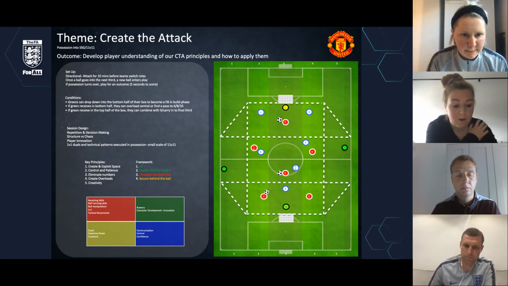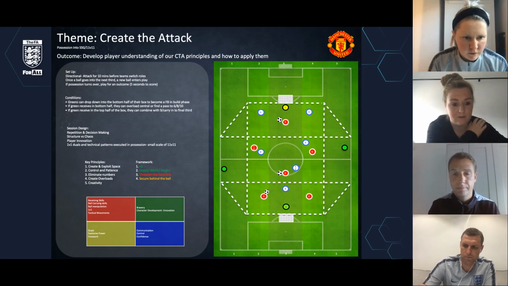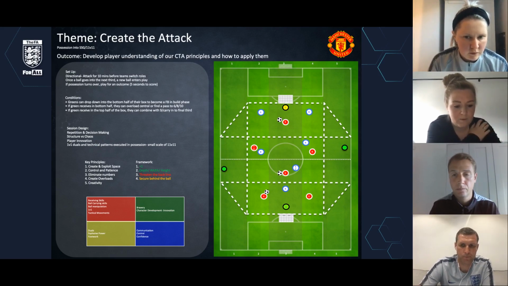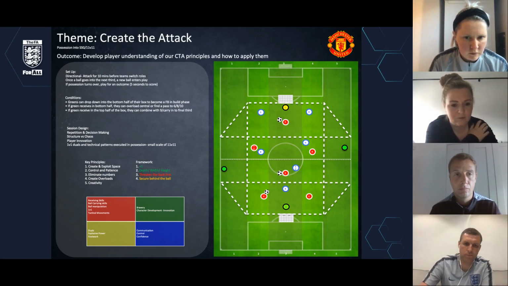And then when we go back into the 11v11 and we add those 2 extra players in, now we've got more space. So now we can threaten the back line. Now we can secure behind the ball. And ultimately, I'm looking at, can players apply the principles of what we've just worked on into an 11v11? So they might not have to create their space now, but can they see the pictures to exploit it?